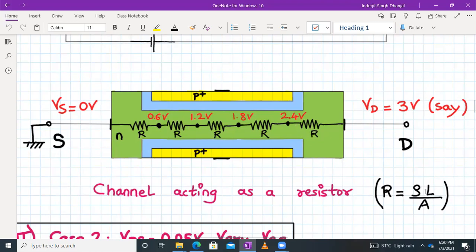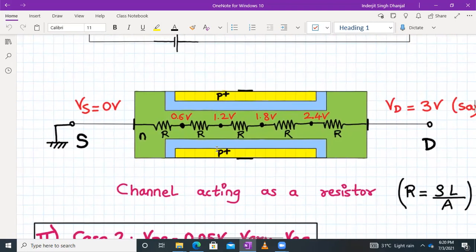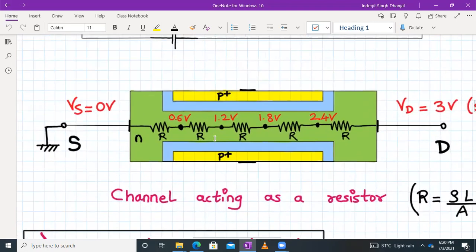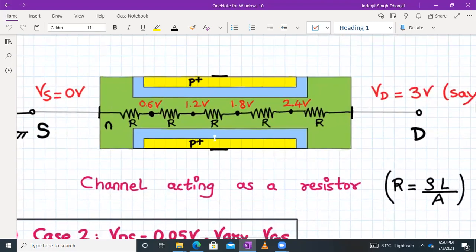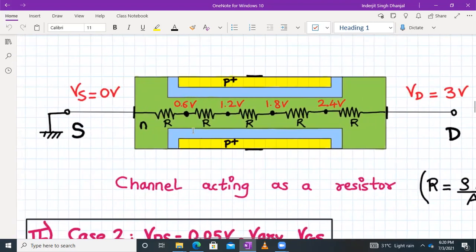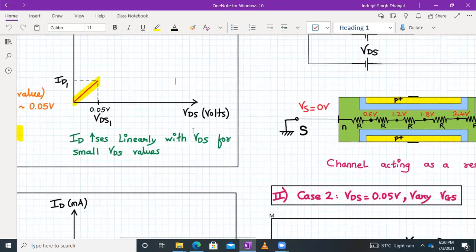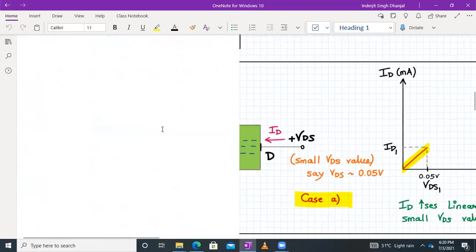So we can say that here the channel is acting as a resistor, and the resistance of the channel is given by the formula rho L by A. Rho is the resistivity, L is the length, and A is the area. The area between the two depletion layers, the blue color regions, is the area of the channel. So until my VDS is very, very small, my channel will act as a resistor. Fine. So that explains the situation.